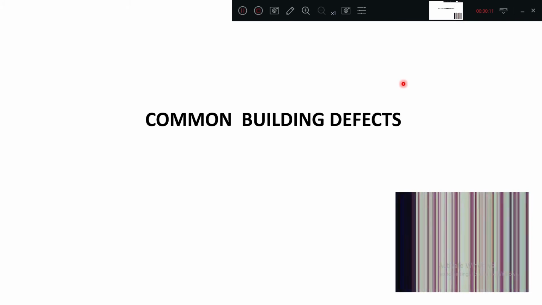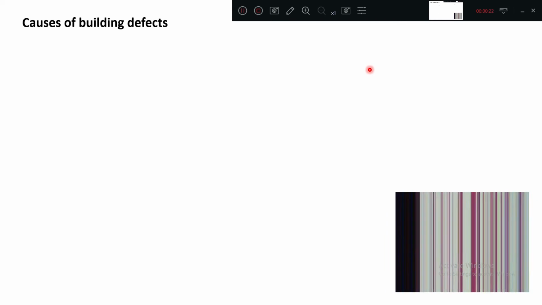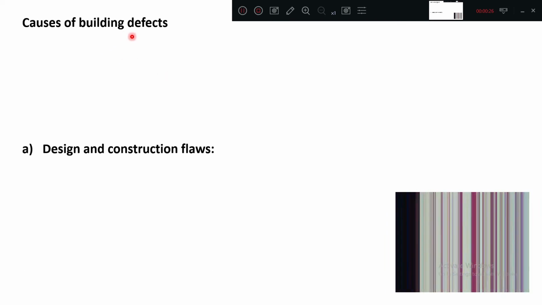Okay, good morning everyone. We will go into the next concept, that is common building defects. What are the general common building defects which come under general day-to-day life? First we'll see the causes of the building defects. Okay, what are the causes?